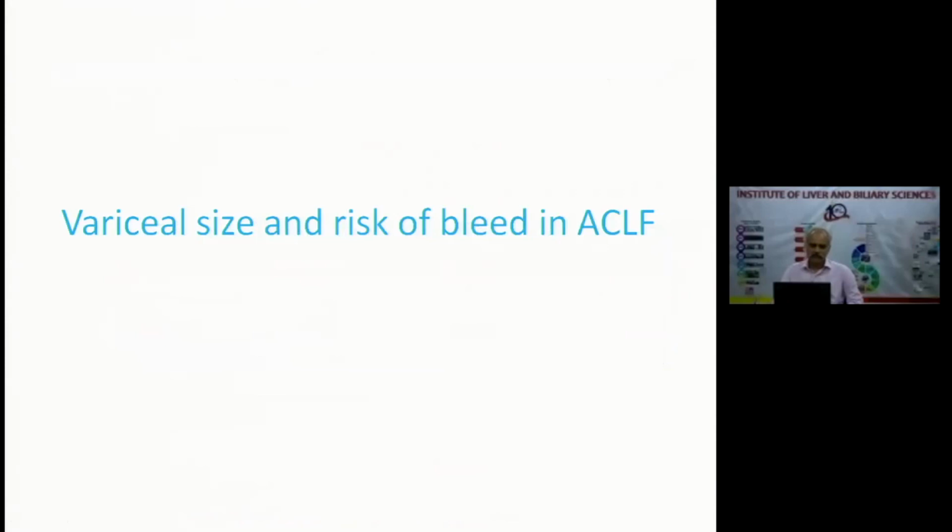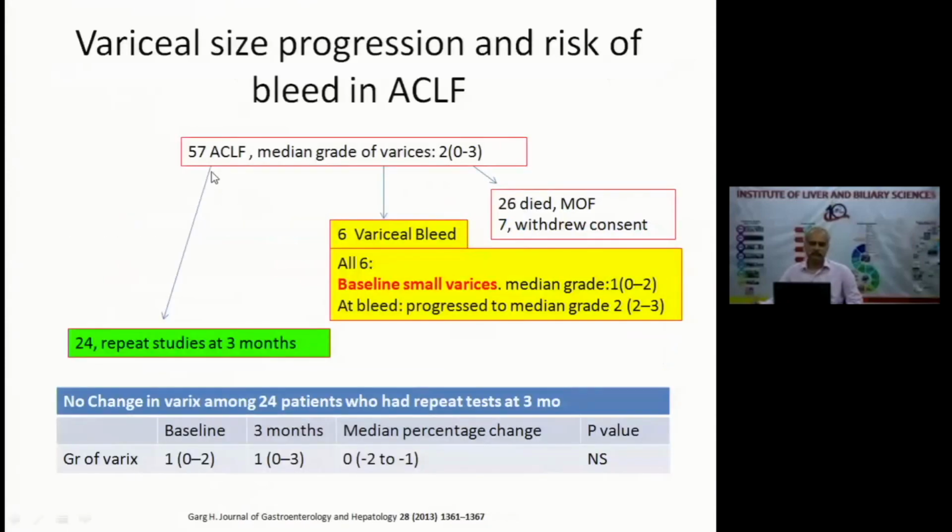What is the relationship between variceal size and the risk of bleed? In this study, 57 ACLF patients, the median grade of varices was 2, 26 died. 6 patients developed variceal bleed during follow-up. All 6 had small varices at baseline, but at bleed, they had progressed to a median grade of grade 2. That means progression of the varices can also occur in the ACLF setting.